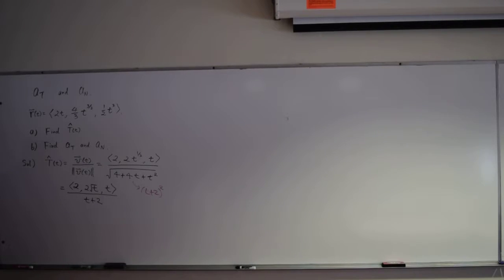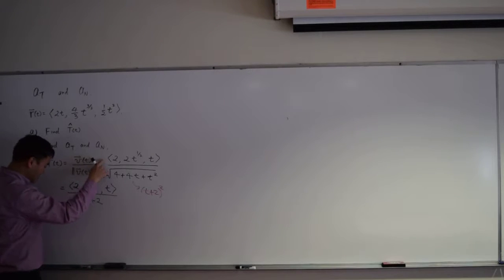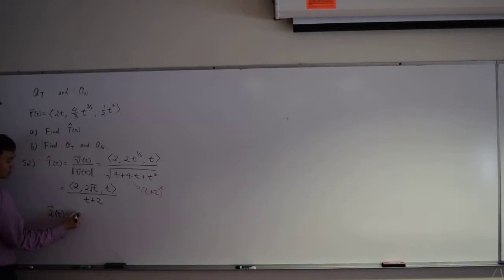Now let's think about part B. I did this rather briefly because we've done this before. Okay, let's think about part B. So to find the tangential and normal part, you first need to find the acceleration. How do you find the acceleration? Take the derivative of v, right? Yeah. So that's how you first find acceleration.